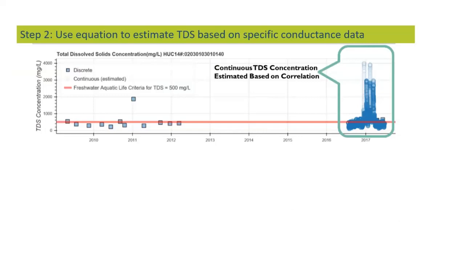So in this chart, there are blue boxes in the years 2010, 2011, 2012. And those are samples that were collected and analyzed in a lab for total dissolved solids. And you can see one of those samples was pretty high and a couple of them are right around the red line. And the red line is the surface water quality standard for TDS, which is 500 milligrams per liter. But then when you go over to the right of the graph, all those little blue circles are the estimated TDS based on that conductivity data and using an equation. And you can see that there's quite a bit of exceedances over that red line.